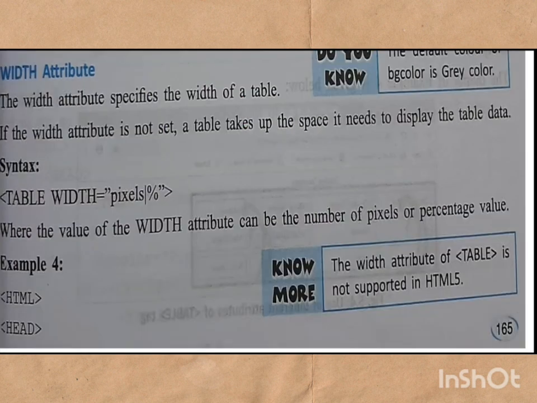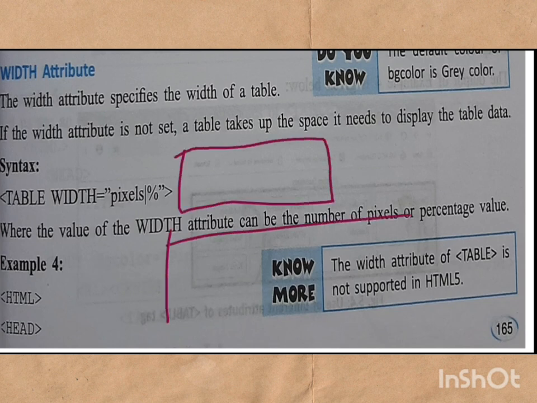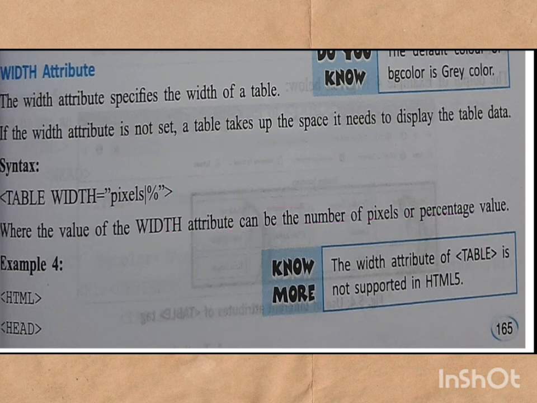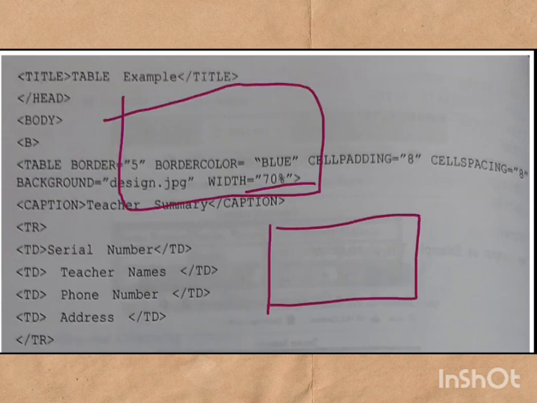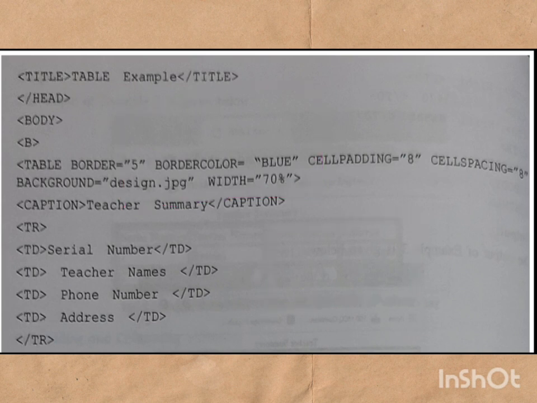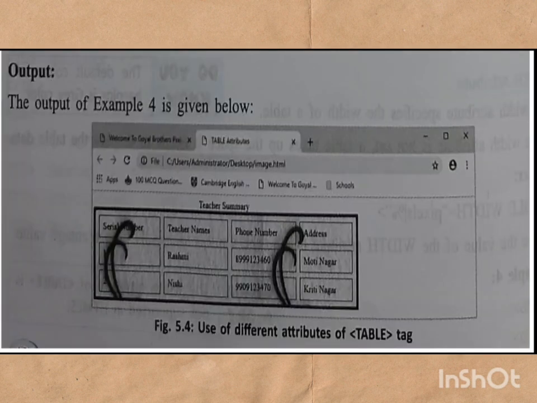So next is the width attribute. Width we can give in percentage and pixel. Table width, size of the table. Suppose your table is coming like this and you want to enlarge it, then you will use the width option. So let's see. Now they have given width as 70%, they have reduced it, so it will come a little small. If suppose table is like this, it will come a little small. You have to try all these programs.